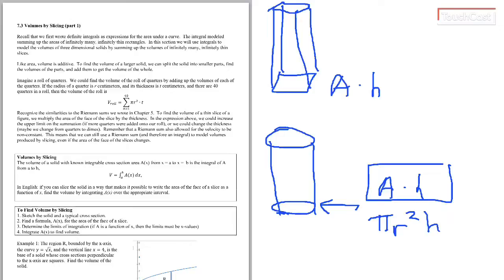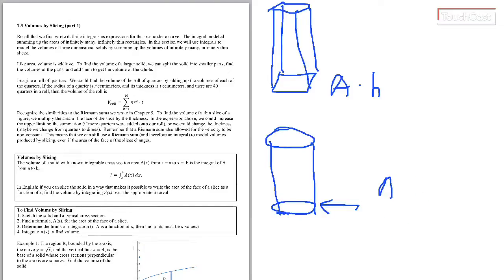And I'm going to add up a bunch of products, and the product is going to be the area of the face of a quarter, which is a circle, so the area of a circle, pi r squared, times the thickness of the quarter. So look how similar this is to the Riemann sums that we wrote back in chapter 5. Right, so you could change the number of quarters in your roll. You could change the thickness of the quarter. Maybe we're going to change from quarters to dimes. The same process still holds and would give us the volume of the roll of coins.